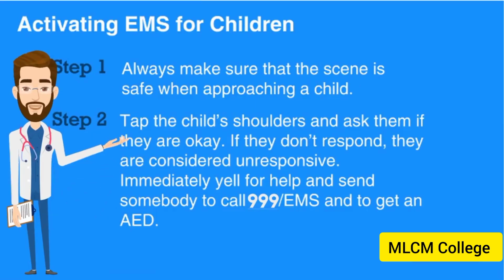Activating EMS for Children. Step 1. Always make sure that the scene is safe when approaching a child. Step 2. Tap the child's shoulders and ask them if they are okay. If they don't respond, they are considered unresponsive. Immediately yell for help and send somebody to call 999/EMS and to get an AED.